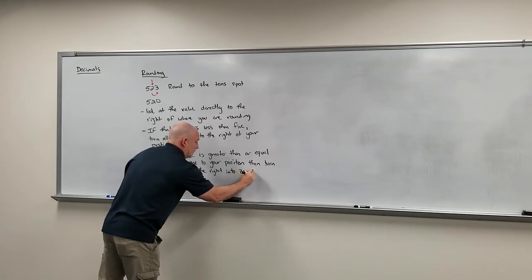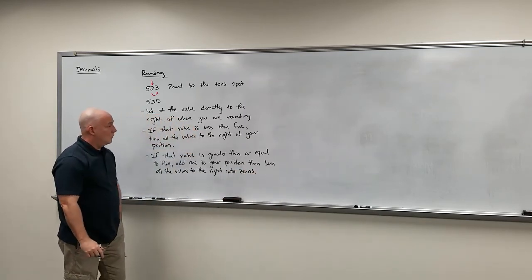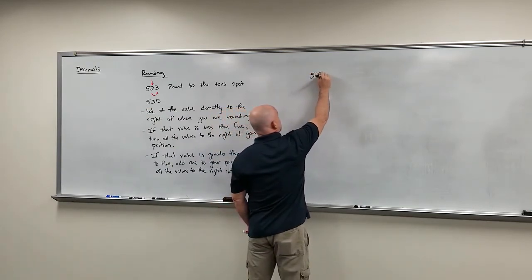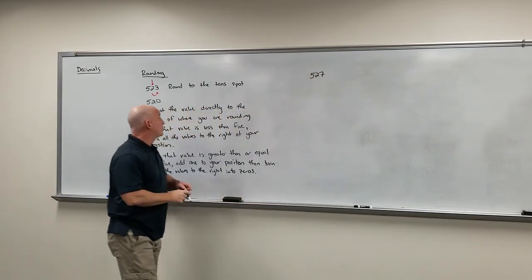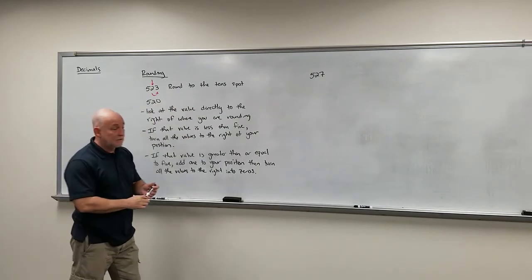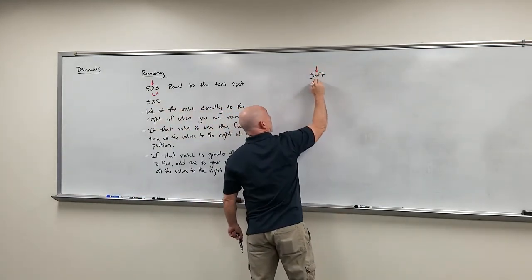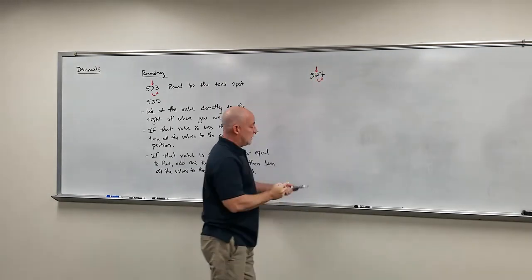Okay, so if we had almost the same number, like 527, and again, we're told to round to the 10s spot, we would still be looking at the 2. This is where we want to round to. So we look at the number to the right of it.